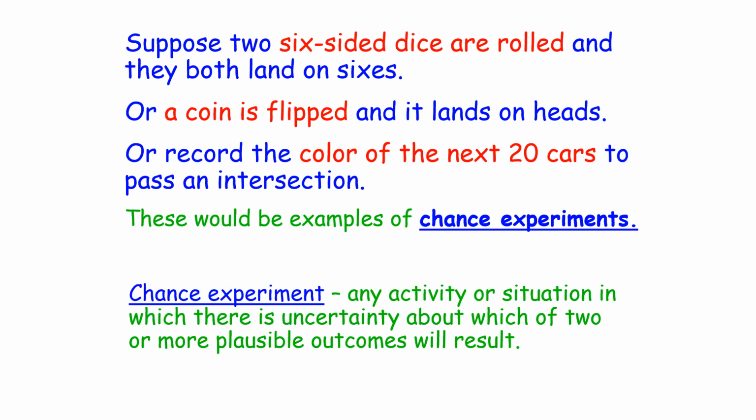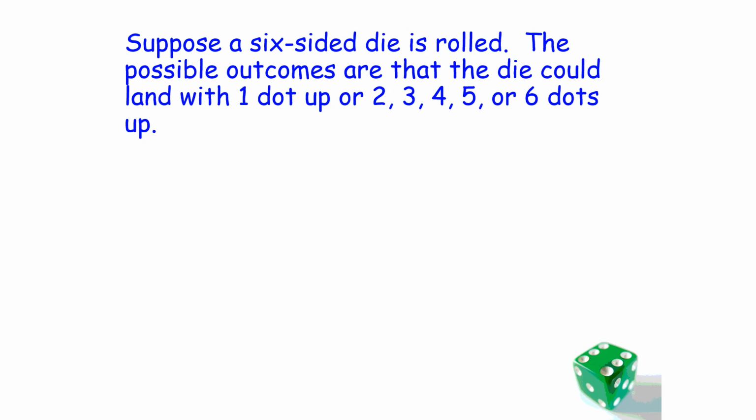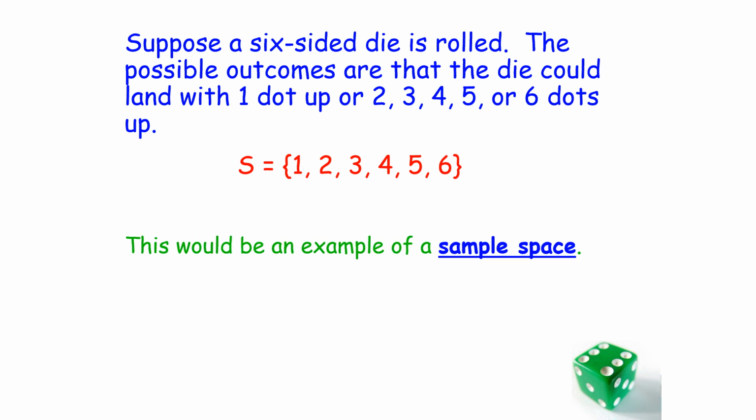A chance experiment is any activity or situation in which there is uncertainty about which of two or more plausible outcomes will result. Now, suppose a six-sided die is rolled. The possible outcomes are that the die could land with one dot up, or two, or three, or five, or even six dots up. So here, this is what we call our sample space.